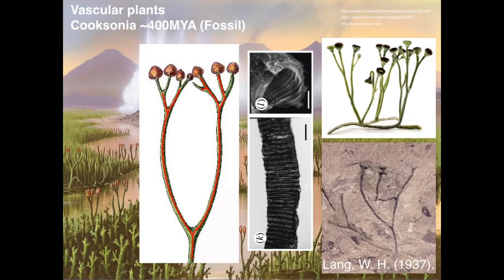And I'm going to point to these fossils. These are actual fossil tracheid elements from Cooksonia, and these are xylem vessels, okay? So dumb, dead cells, a tube of dead tissue that is involved in moving water apically in the plant.